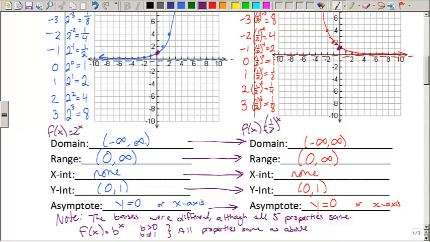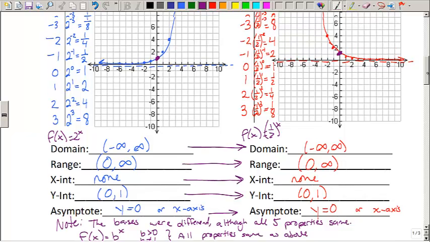Your domain is always going to be all reals. Your range is always going to be from 0 to infinity. You will never have an x-intercept. Your y-intercept will be 0, 1, and your asymptote will always be the x-axis, or y equals 0. Notice that this is before translations. We're going to be doing some transformations, shifting left, right, reflecting, compressing on the next video. But for all functions of the form f of x equals b to the x without transformations, all the properties will be the same, which is kind of nice.